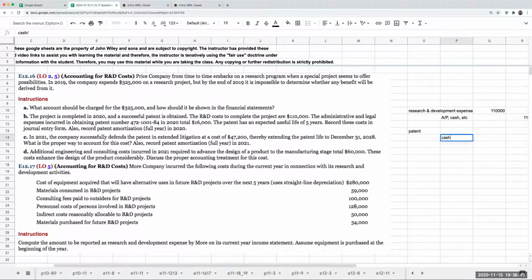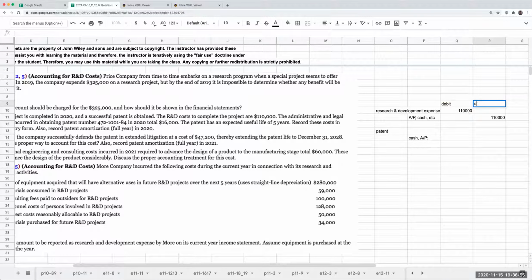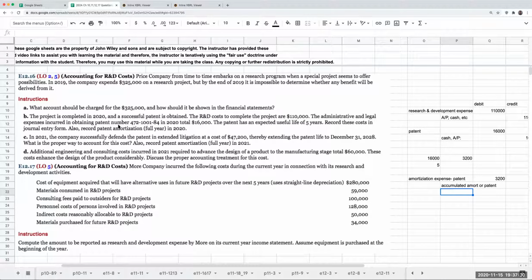And so here, this will be a debit for 16,000. When it comes to the estimated useful life, we would say 16,000 divided by 5. So our amortization expense is going to be $3,200 for the year. Or patent, so you can use either one. I'm fine with it. So that's letter B.